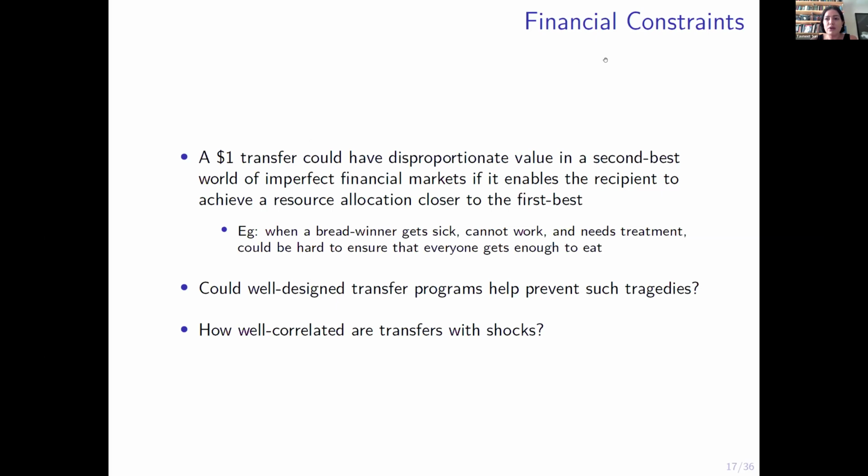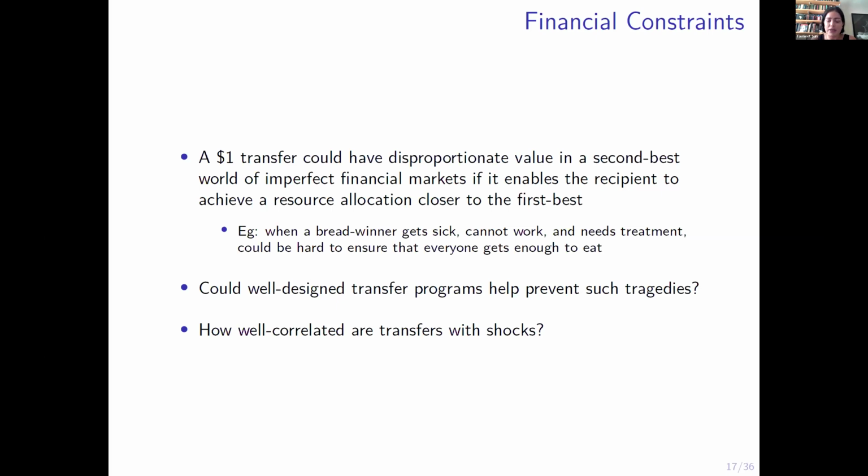In this sort of world, it's very likely that a $1 transfer could have a bigger value if it enables the recipient to get closer to the first best. So, we think in a world of financial constraints, we're living in a world of second best, where people have to optimize based on their constraints as much as they can. And in such a world, you could imagine that the $1 transfer could have a bigger impact.